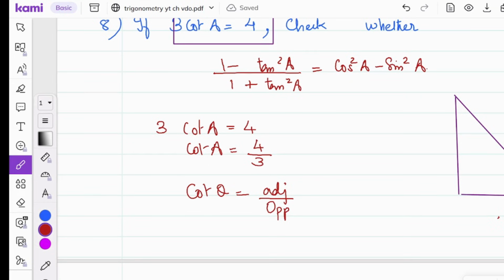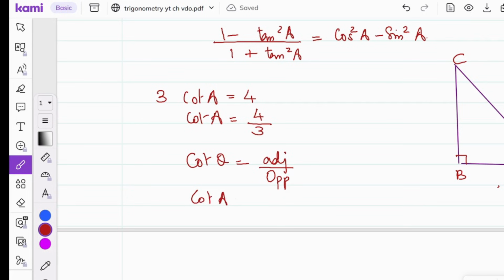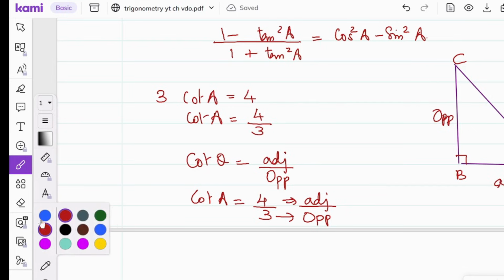So, if this is my A, let me draw the triangle, right angle at B. Let the triangle be triangle ABC. Cot A is given as 4 divided by 3. This means 4 is the adjacent side and 3 belongs to the opposite side, right? If this is my theta, this is my opposite and this is my adjacent side. So adjacent is 4k and the opposite, let it be 3k.